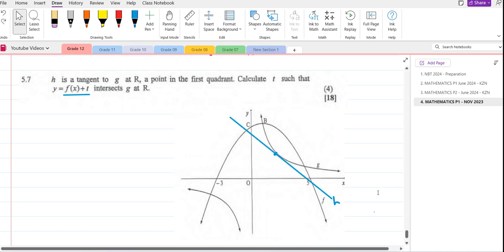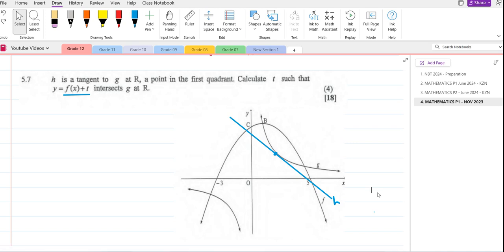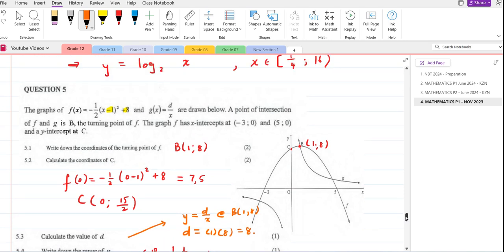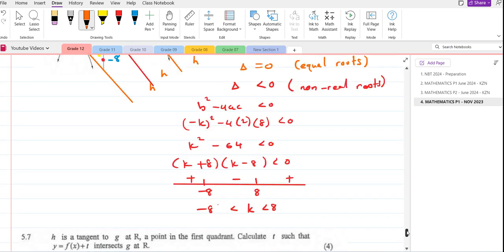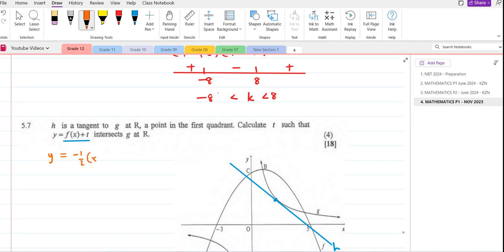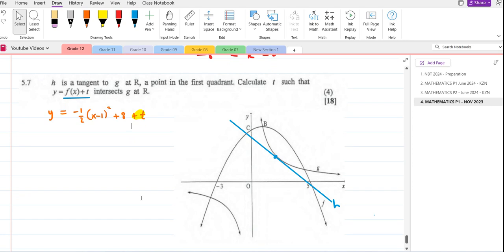Now, what is f of x plus t? y equals f of x plus t is y equals, what's f of x? f of x is minus half into (x minus 1) all squared plus 8, plus t. Calculate t such that y equals f of x plus t intersects g at R.